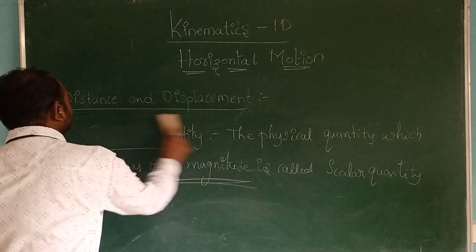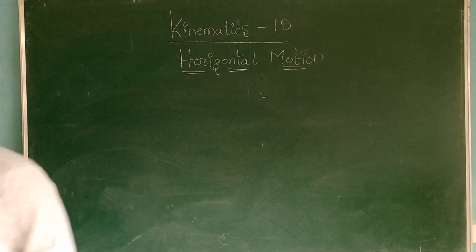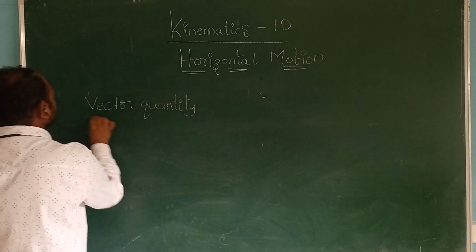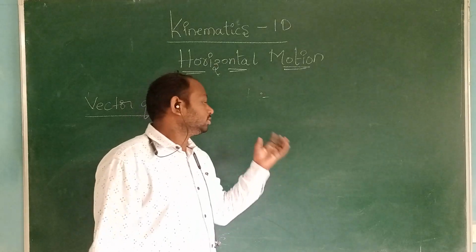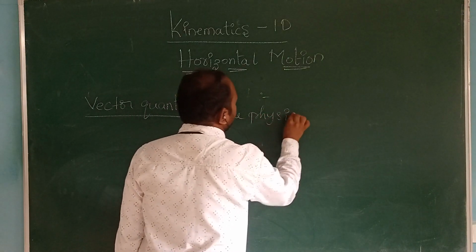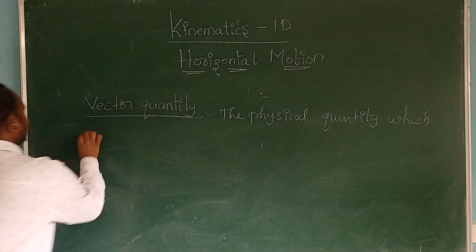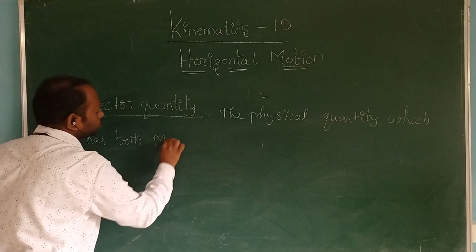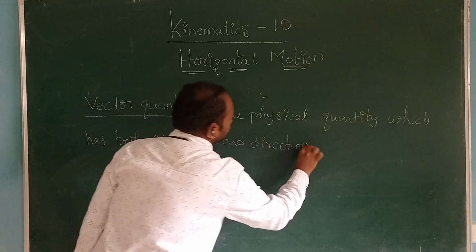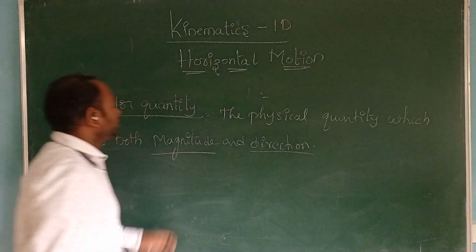Next, I will explain the vector quantity. The definition of a vector quantity: the physical quantity which has both magnitude and direction is called a vector quantity.